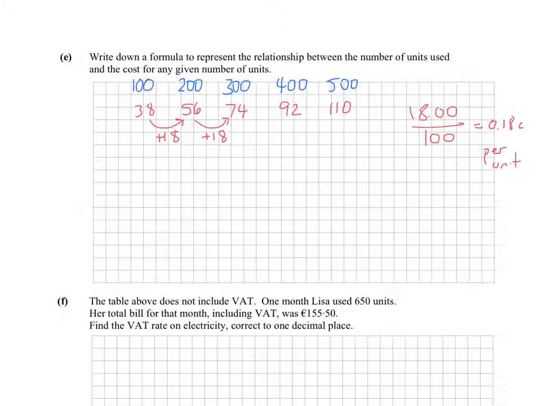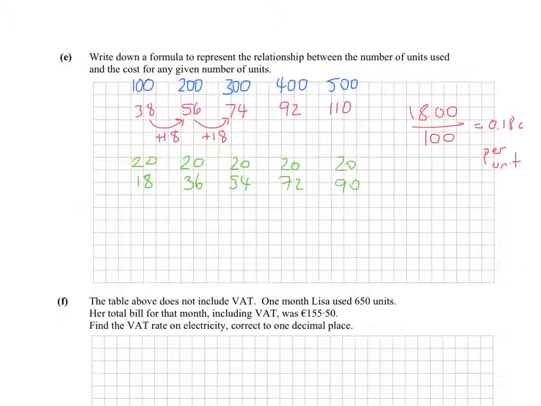So our sequence is this process of 38 and 56 and 74 and 92 and 110. We've already found out that there's a standing charge of 20 euros. And when you think about that, 38 is made up of 20 and 18. The 56 is made up of 20 and 36. The 74 is made up of 20 and 54, and so on, and so on, and so on.